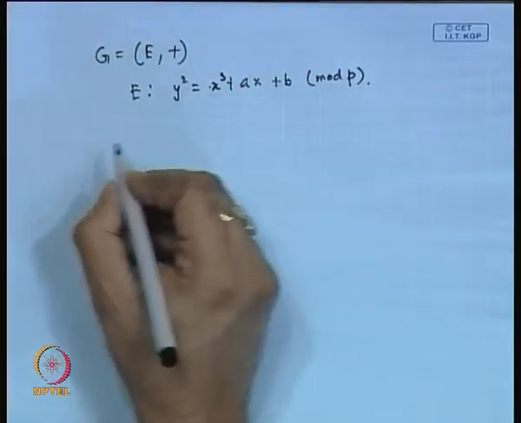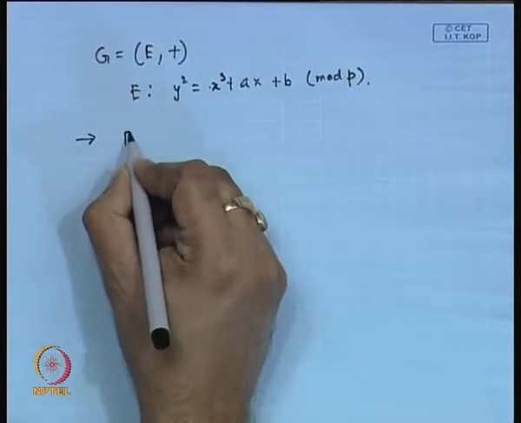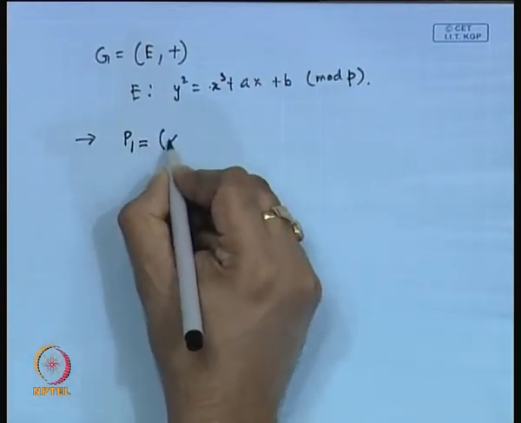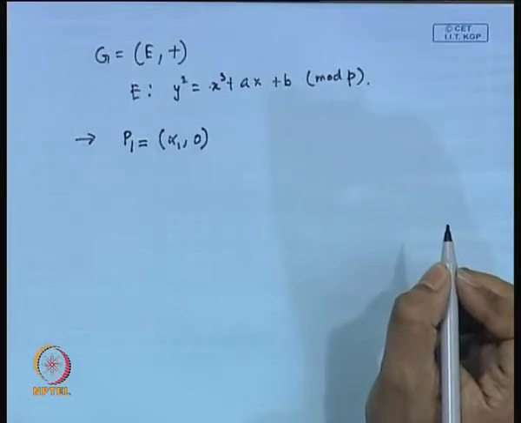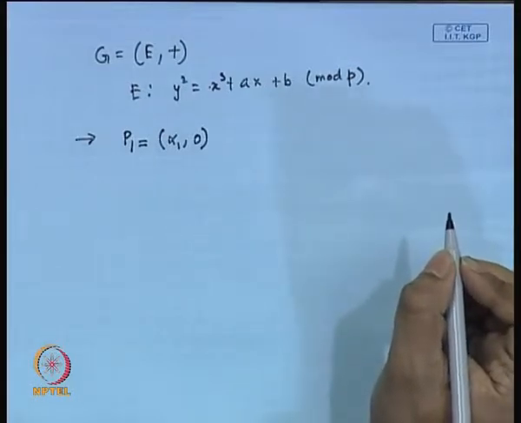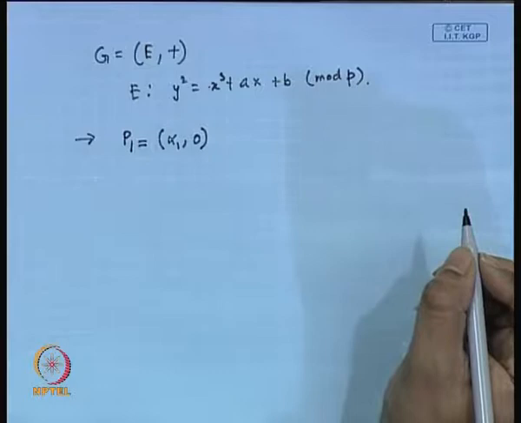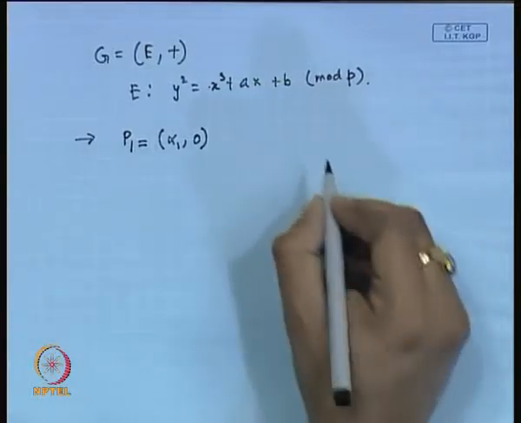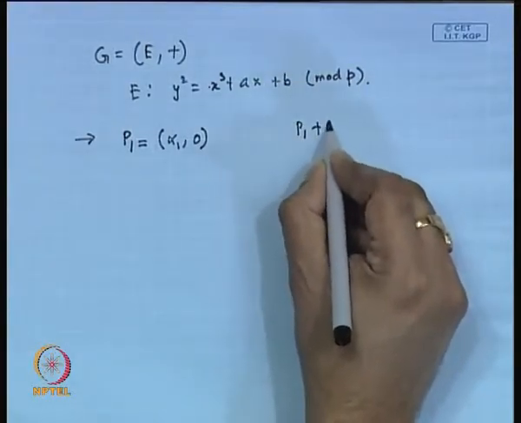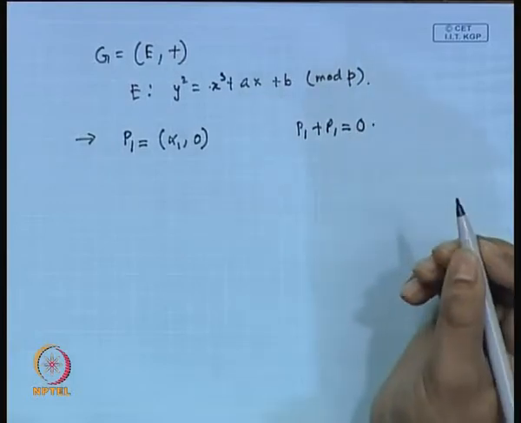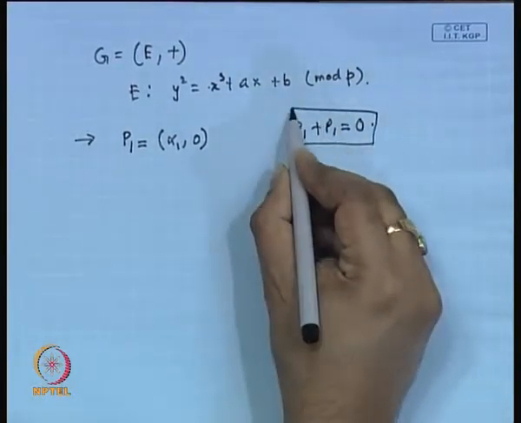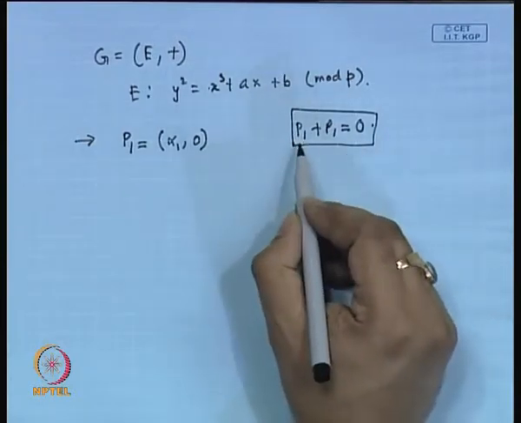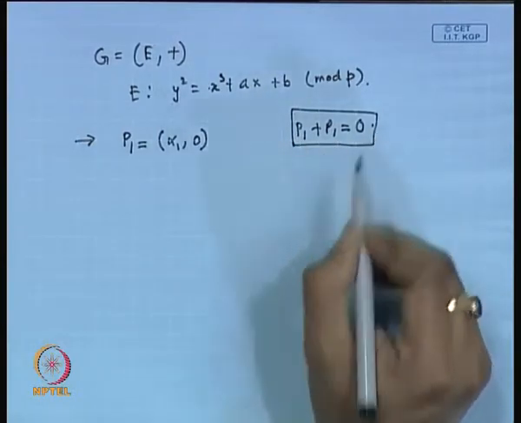The first thing is to prove that if you take a point P1, say alpha 1 comma 0, it has an order of 2. Order of 2 means what? It means that if I add P1 with P1, I should get O. So, this is the first exercise which you can take: if I add P1 with itself, then I get back O.